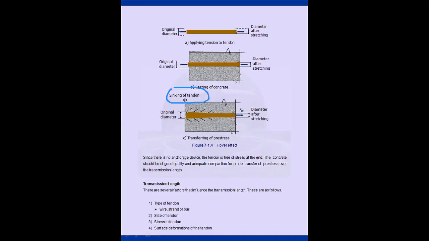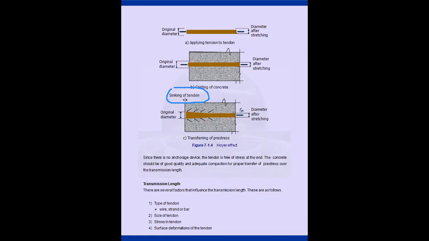This is called the Hoyer effect. Understand? In theory, in your external examination, people may ask you what you mean by Hoyer effect. In Hoyer effect, you have to understand that at the ends, the tendons are not subjected to any kind of stresses. When the member is subjected to squeeze, automatically there is a free stress at the ends, and the sinking of the tendons takes place.